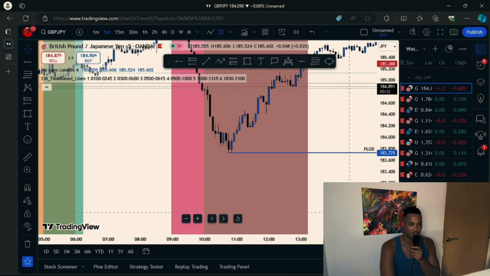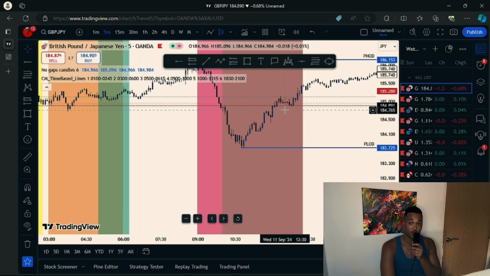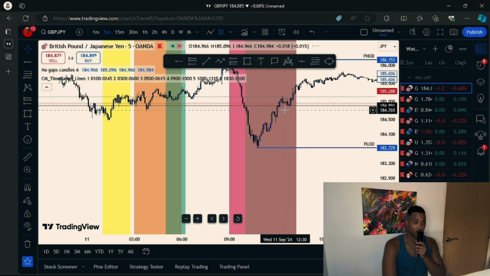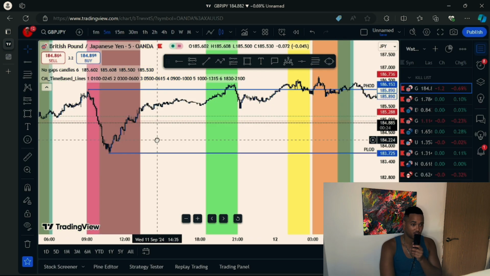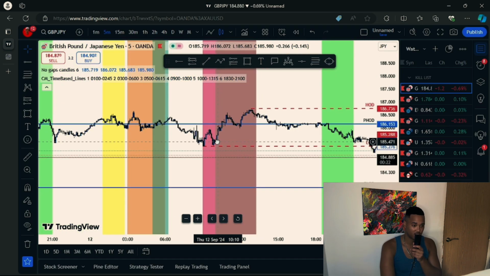So now we got the high of day and the low of day all marked off on the 5 minute chart. You do not use another chart. You do not use another time frame. It's all on the 5 minute time frame. You understand what I'm saying?